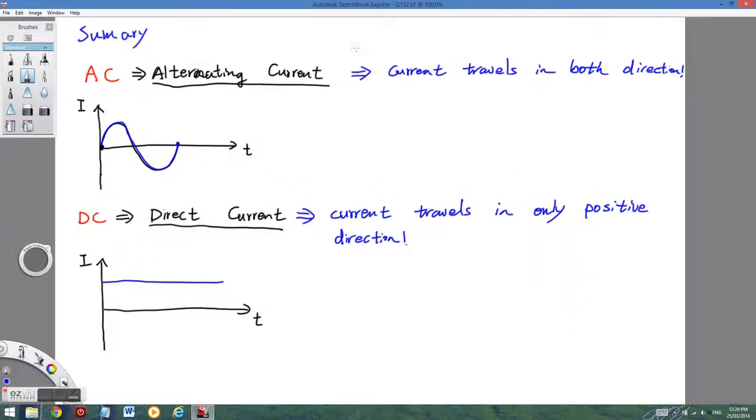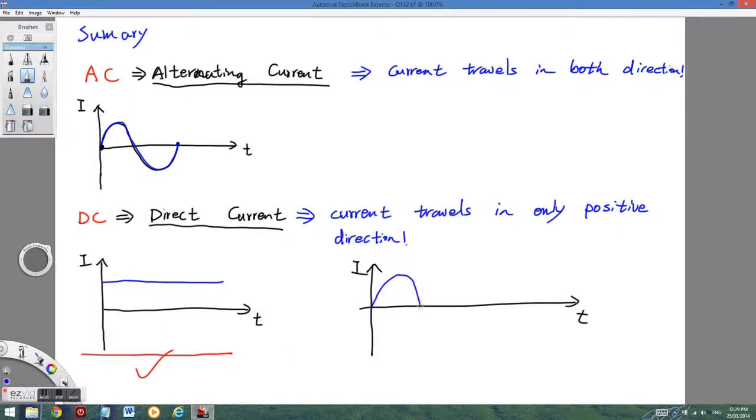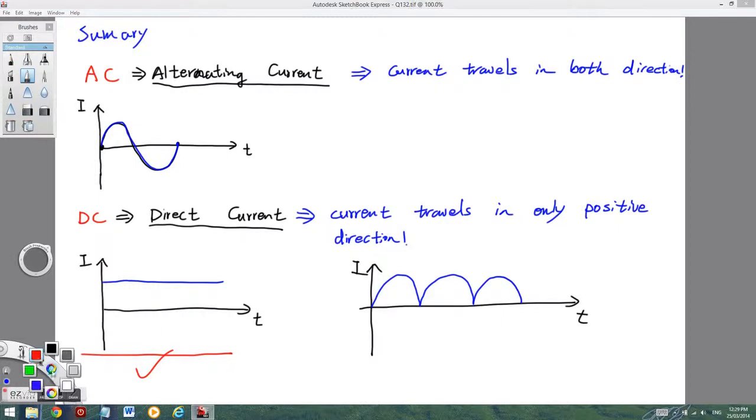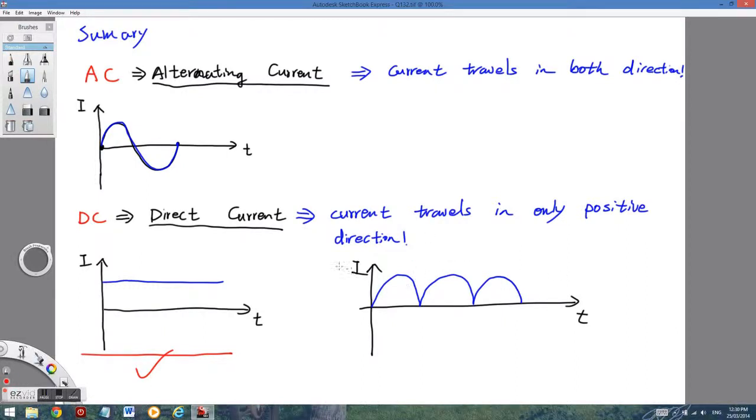Now have a look at this. Normally we draw DC in this form, a straight line, but sometimes we have a strange looking current and time graph, like this. If I look at this graph, the current is changing. The current is different, but the current is always positive. So it means the current still travels in only one direction. It is DC. It is not stable, but it is still DC.